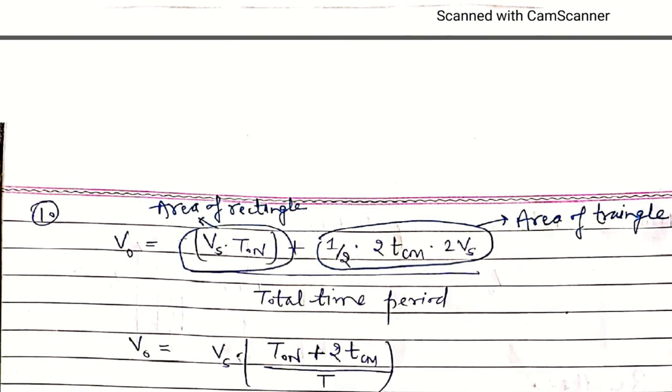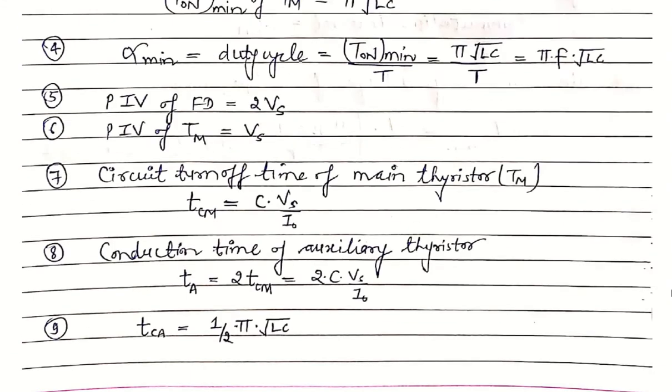Now we will calculate the average output voltage at the load side. What is the formula of average output voltage? We calculate the average by taking the area under the curve of this voltage waveform. To calculate the average output voltage, both the T on time and T off time are there, and the total time period. So we have to calculate the area under the curve of the voltage waveform.